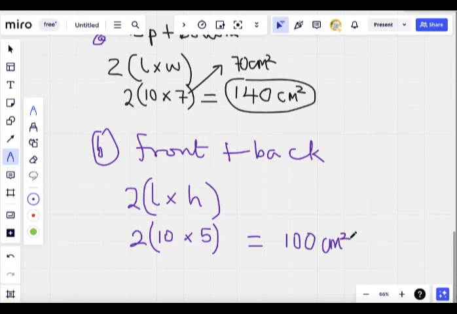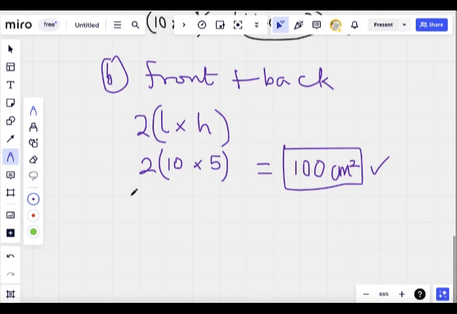That would be the area of the top and the bottom part. So 100 centimeters square will be the area, sorry I said top and bottom, area of the front and back side. So we've done for top and bottom, we've done for front and back. Now let's do for the left side and the right side.